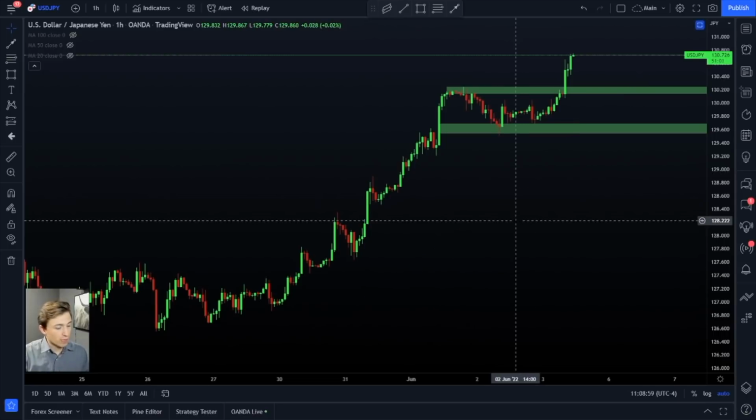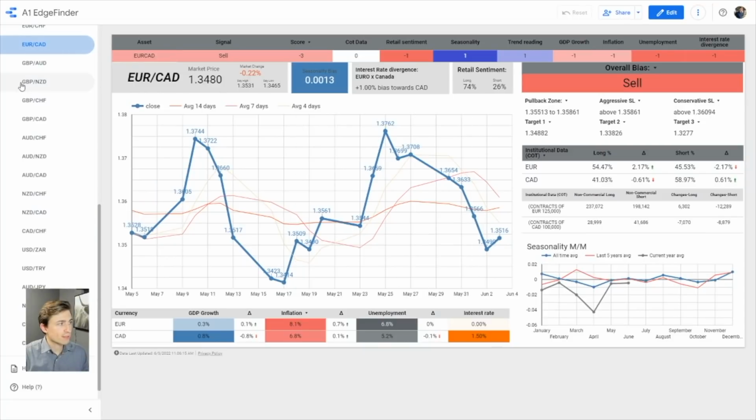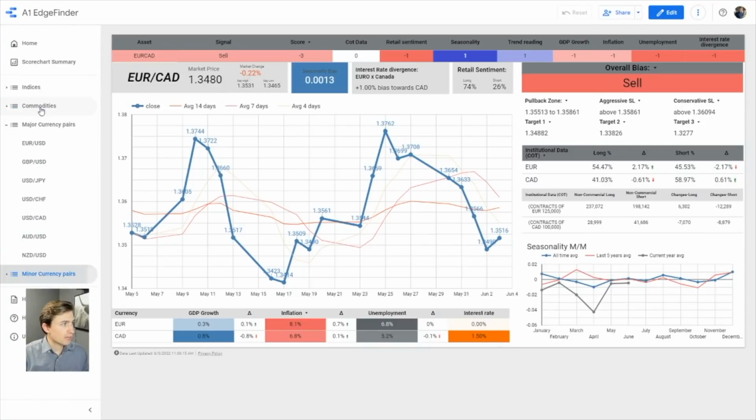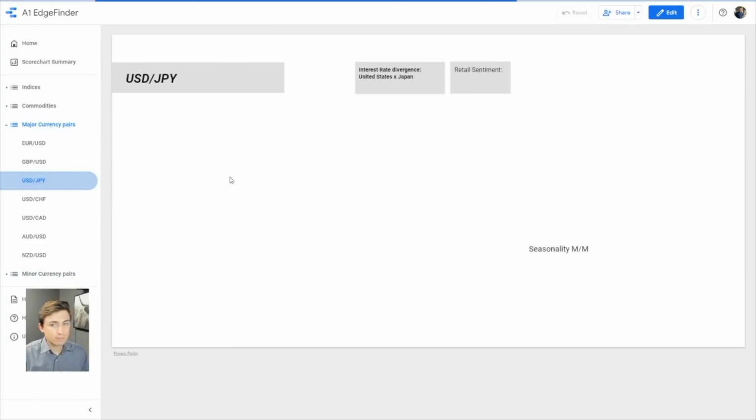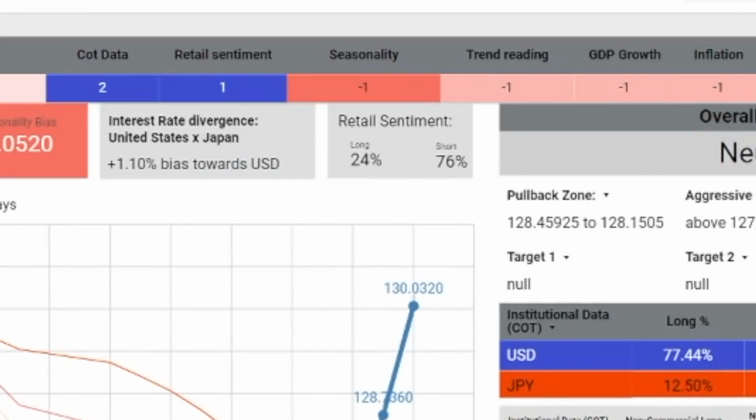Now, I want to follow up with my thought process and show you this. Dollar yen, let's go back to the stats. We take a look at dollar yen and we see retail sentiment. The exact opposite extreme is happening. We see that retail traders are 76% short on this market. That leans us towards wanting to be a buyer.